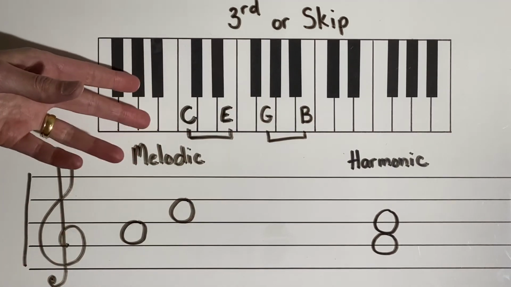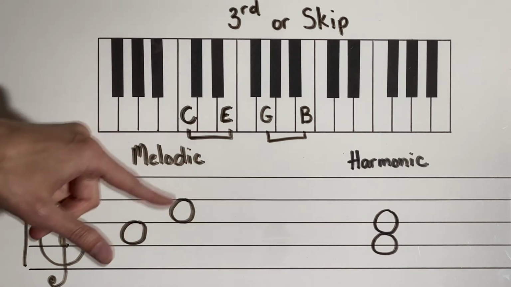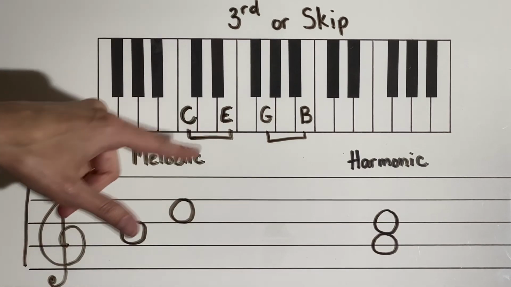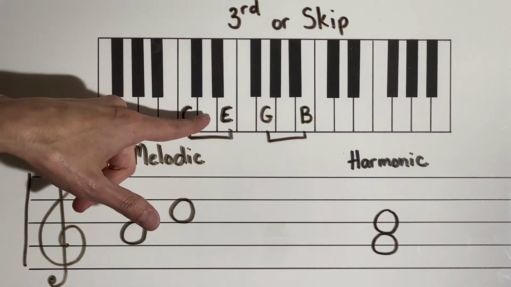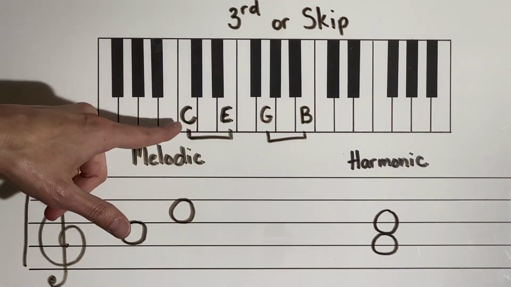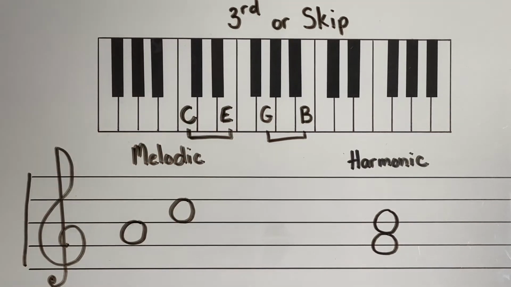If you look at this, you're also going to notice that I am skipping the letter name or the note name in between these two. So I go C, I skip D, and then I go to E. So that's why we can call this a third or a skip, because we are skipping the note in between.